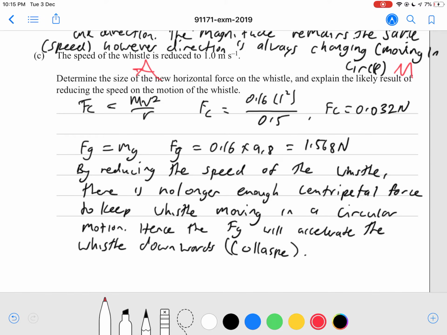So, by reducing the speed of the whistle, there's no longer enough centripetal force to keep the whistle moving in a circular motion. Hence, the FG will accelerate the whistle downwards and it will collapse. And that should get you a merit grade for this question. And to get an achieved, I'm thinking if you can find out the new centripetal force, that should be enough for an achieved grade.